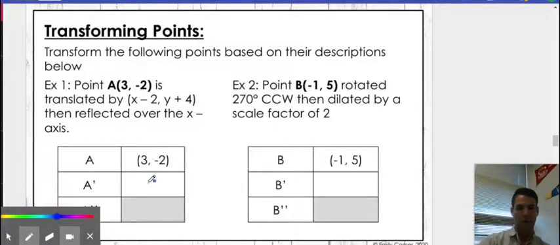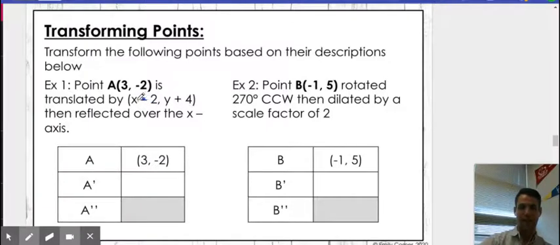So now in number 1, we have (3, -2) copied down here. So we have to translate it left 2 and up 4. That's pretty easy to apply to our points here, because our 3 would go down 2 to a 1 for our x. And for our y of -2, we have to add 4 to that, making it a 2.